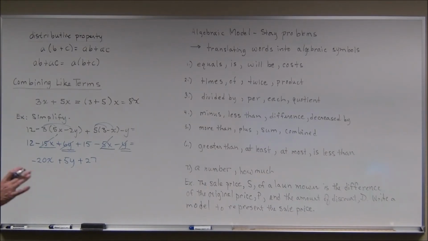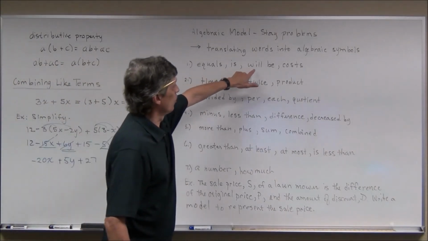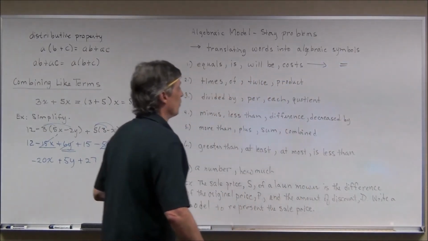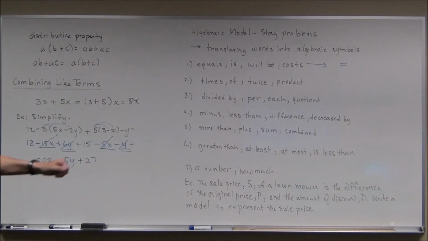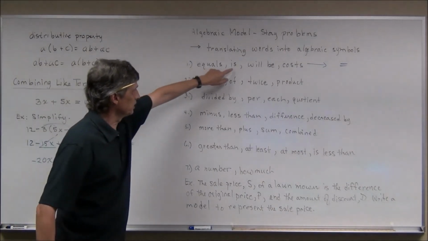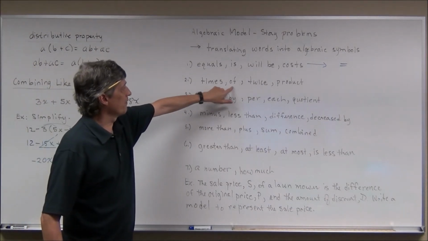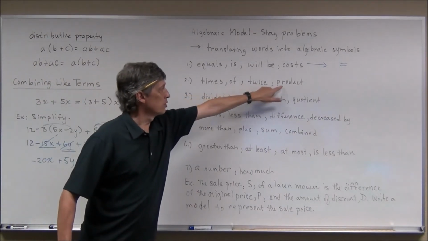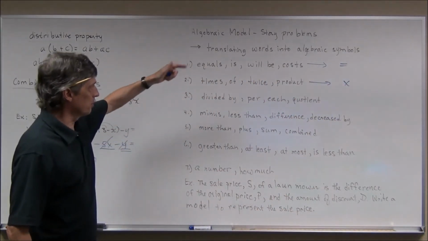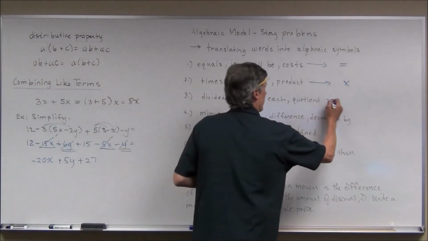So I've listed some examples. This is an incomplete list. This is just some of the ones like equals and is and will be and something cost. This refers to equality. When you see that in a story problem, and I have one example coming up in just a second, we know that this represents equality. You'll see is most of the time. Times, of, when I say like half of a number, twice, product, those all refer to multiplication. There are others. This is just some of the more common ones. Divided by, per, each, quotient. That quotient should give it away. This is division.